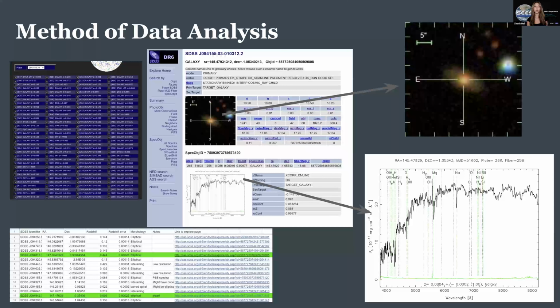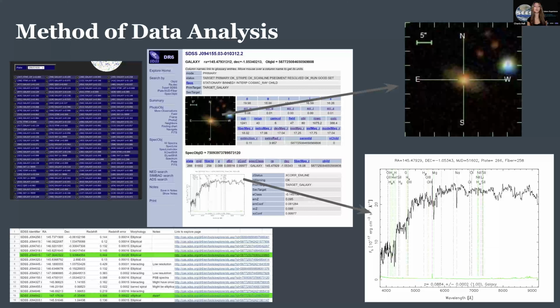In order to achieve these goals and complete our study, we used data and measurements from SDSS, the Sloan Digital Sky Survey, Data Release 6. Each group member classified over 50 galaxies from the plates of the SDSS archives and also noted the galaxy's right ascension, declination, redshift, and the redshift error.